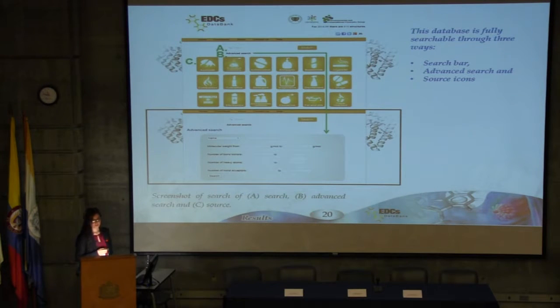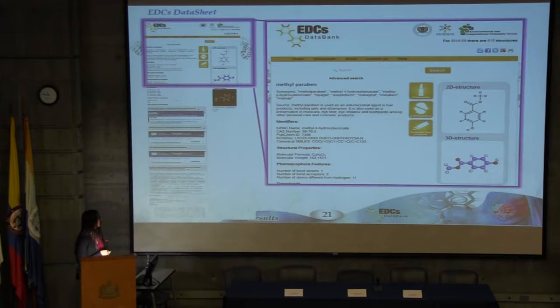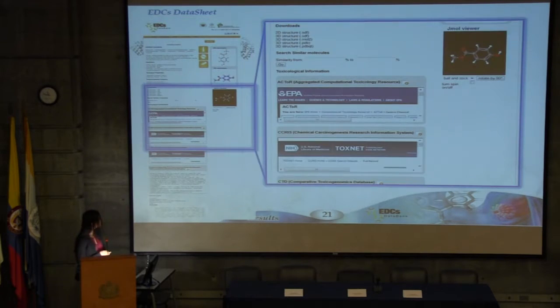So there are three different ways to search the information. The first one is through the search bar. The second one is the advanced search, and the third is the source icons. In each datasheet, we will find the name of the compound, synonyms, sources, identifiers, structural properties, features, and also the 2D and 3D structures, and the source icons, which are very useful for academic purposes as well as for the general population to recognize possible risk sources.